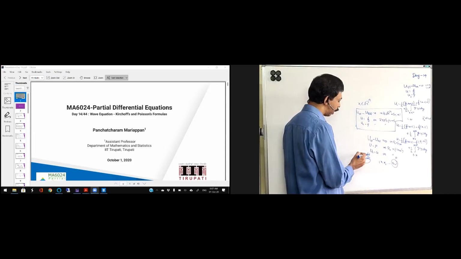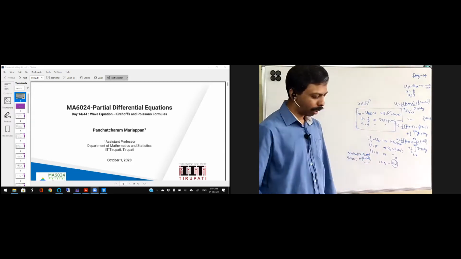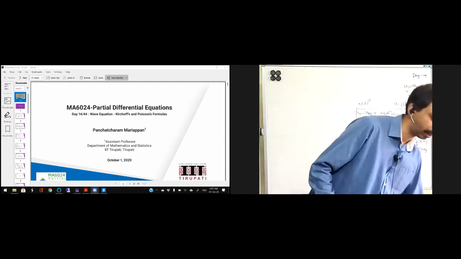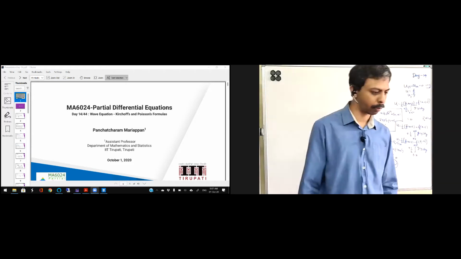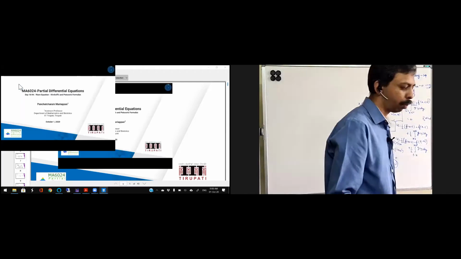So for n equal to odd, this is called Kirchhoff's formula. And for n equal to even, this is called Poisson's formula. So this is the overall idea of today's class. Let me see how much I can cover today. At least I will try to cover Kirchhoff's formula, I hope.